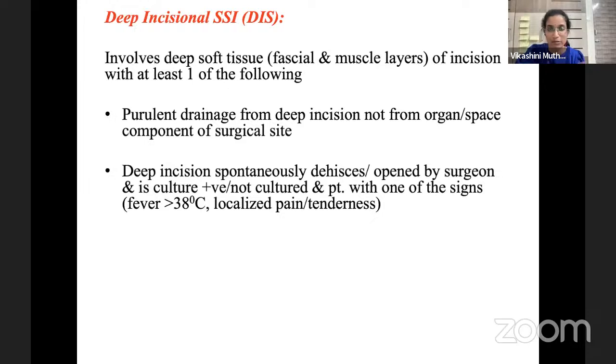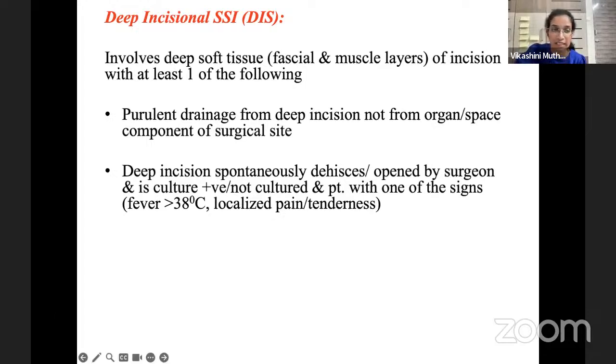The purulent discharge must be from the deep incision, but it should not be communicating with the organ or any space component of the surgical site. So it's just the fascial and muscular layers, not into any organ or space. The pus discharge from deep incision. And again, this deep incision, most of the time, will give way spontaneously, or it's opened by the surgeon. Again, the culture must be positive or not cultured. The negative cultures will not meet this criteria.